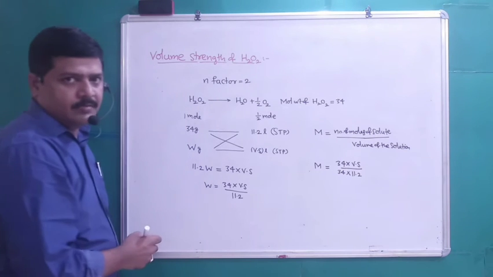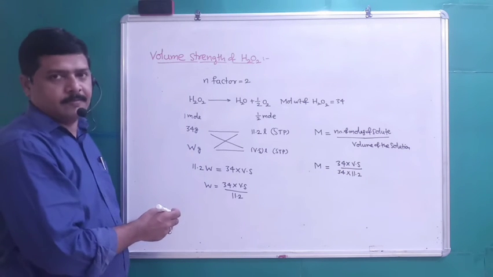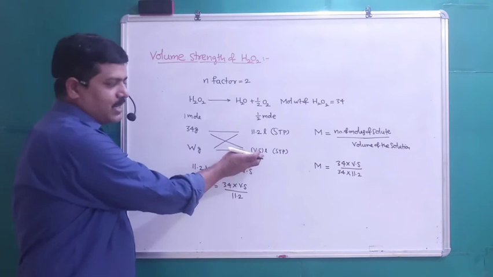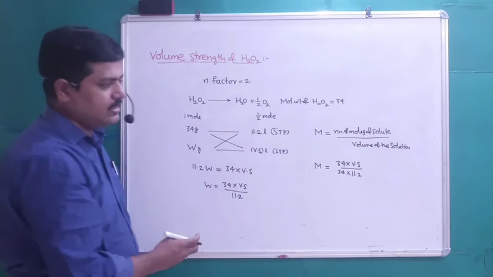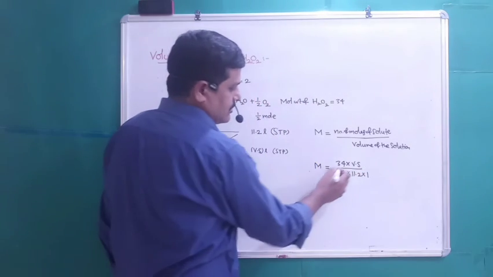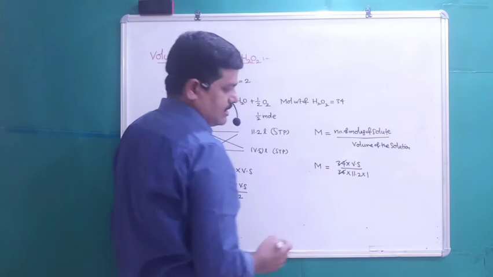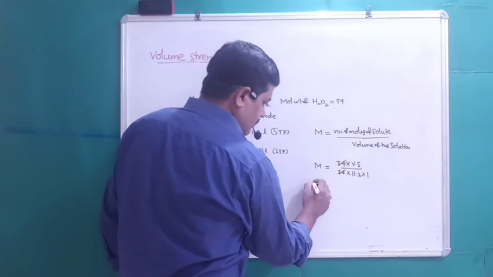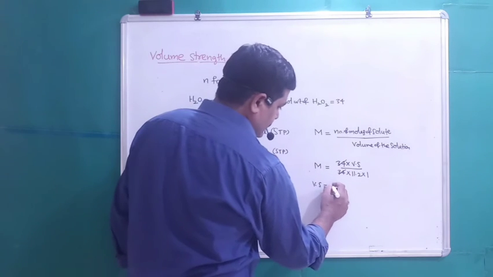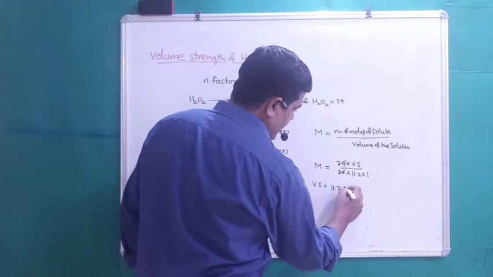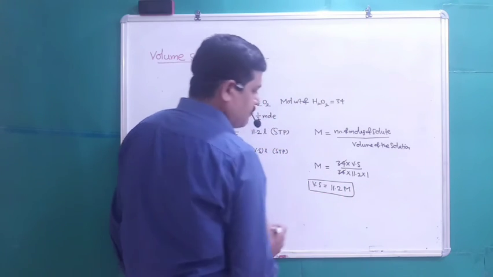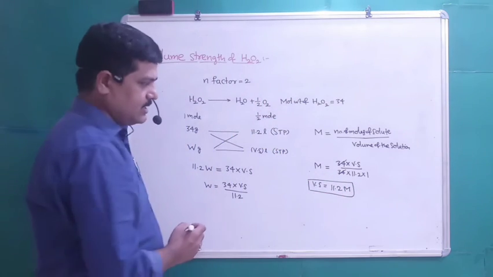Then we know from the definition of volume strength that 1 liter of that solution will give this many liters of oxygen gas, right? So the volume of the solution is 1 liter. 34 will get cancelled. So we get that volume strength is equal to, by transferring 11.2 to this side, 11.2 into molarity. Volume strength is equal to 11.2 into molarity.